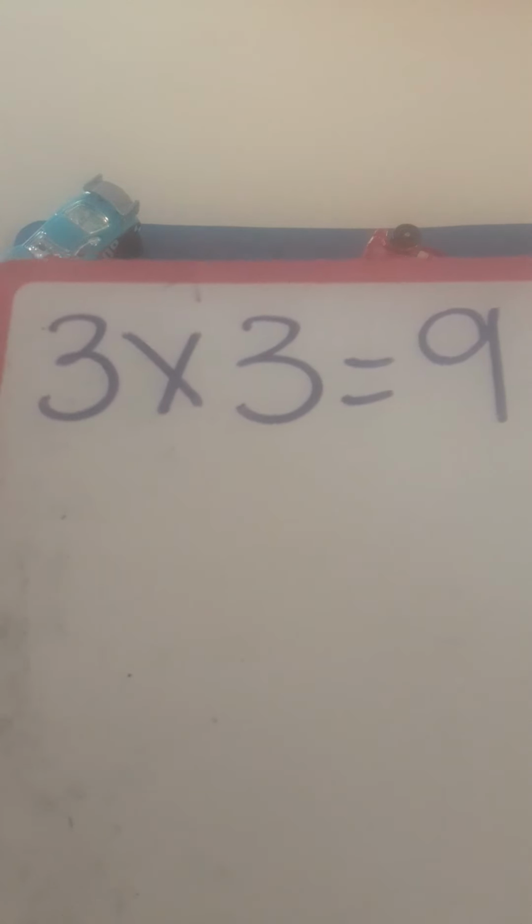3 groups times how many is in each? 1, 2, 3. And then if we count 3, 6, 9. We have our multiplication problem of 3 times 3 equals 9. All right, so now let's go ahead and take this group away. So now how many groups do I have, boys and girls? 2 times 3 equals... 2 times 3. You should know that one.